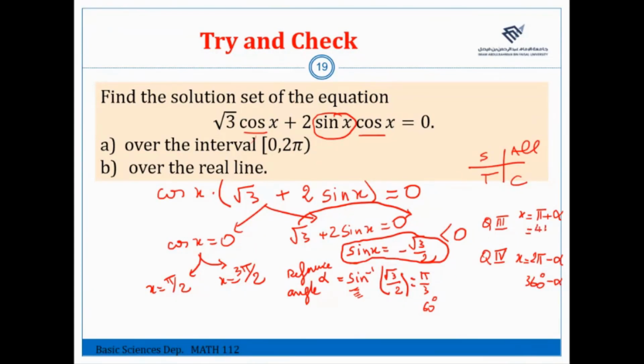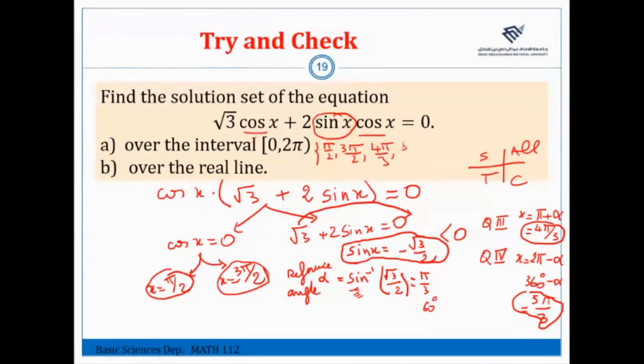Pi plus pi over 3 gives us 4 pi over 3, and 2 pi minus pi over 3 gives us 5 pi over 3. So we have one solution here, one solution here, one here and one here. Then what is the solution? Pi over 2, 3 pi over 2, 4 pi over 3 and 5 pi over 3. We have 4 solutions. If you replace any of these angles in the equation, you will obtain 0.